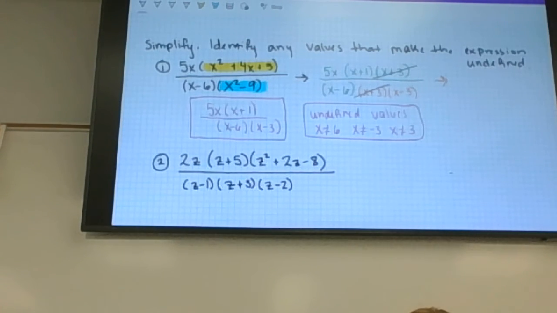In number 2, those are z's. Those are all z's. So there's only one thing to factor right there. You want to factor it, Matthew? Which one's positive and which one's negative?